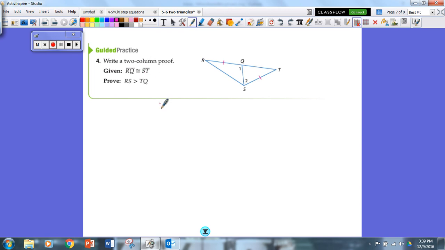So here we are going to do a two-column proof utilizing the hinge theorem. So I would like you to give this a try, pause, and then come back.